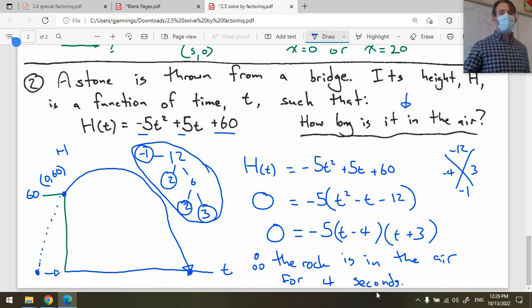You will often get situations where the math tells you two answers and one of them is nonsense. You'll only know that it's nonsense if you have a good understanding of the situation, if you have that picture either in your mind or on your work. Okay? So this is how we solve quadratics that are equal to zero, everyone.